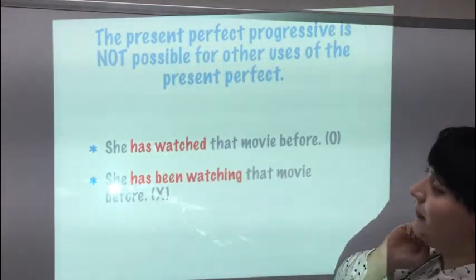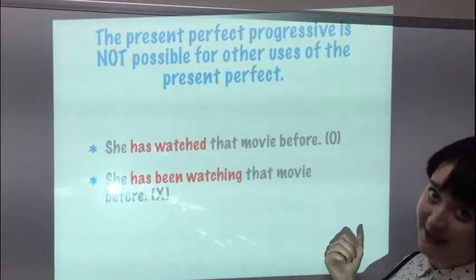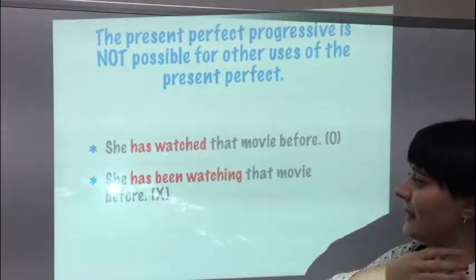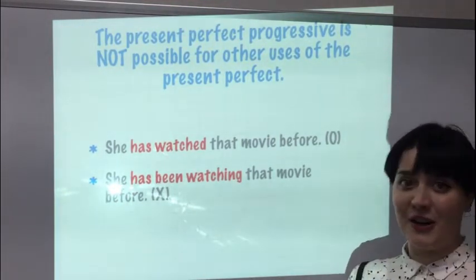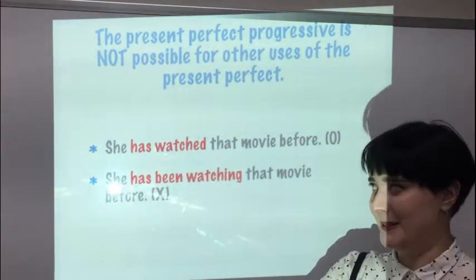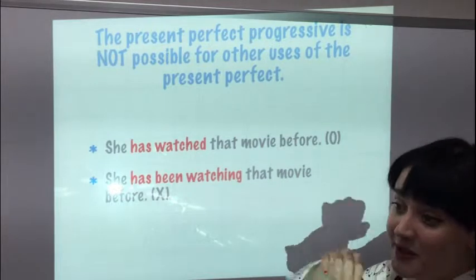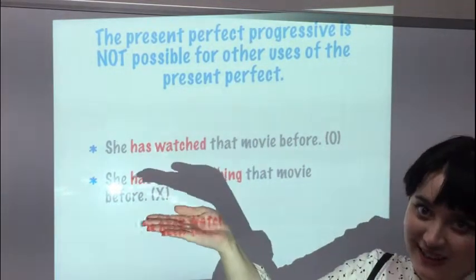We can say that in the present perfect, but we cannot say it in the present perfect progressive because that's wrong. Because she has been watching that movie before means she started watching it and she's still watching it, and that's impossible. So she watched it before, it was good, but it's over. But here she would be still watching it, okay?